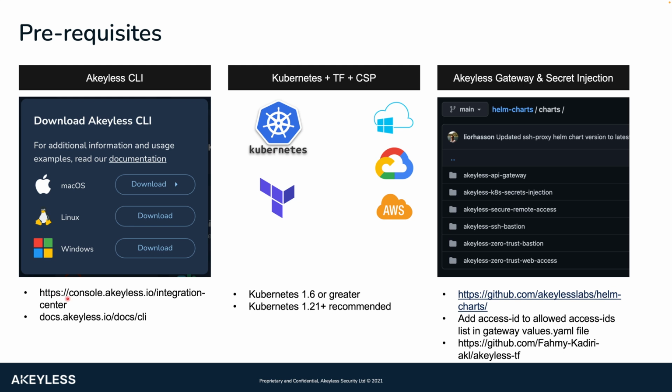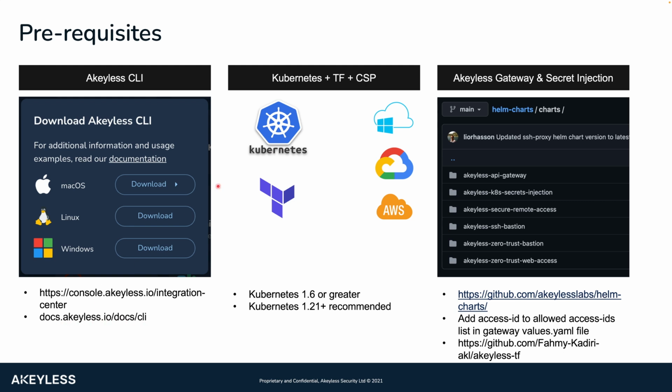If you've already registered for an account with Akeyless, browse to console.akeyless.io/integration-center, download and install the CLI from there, or you can get the curl command for your operating system from our docs page and follow the instructions to install it locally on your machine.